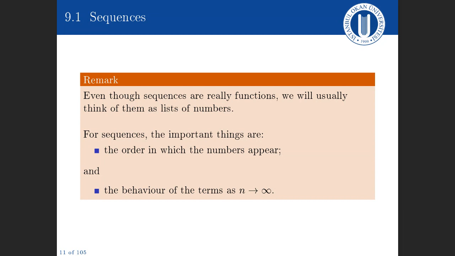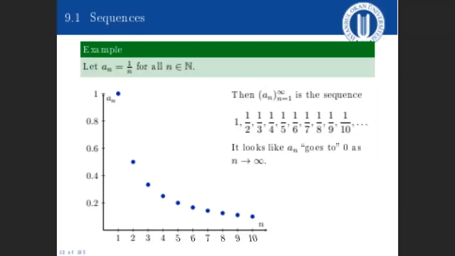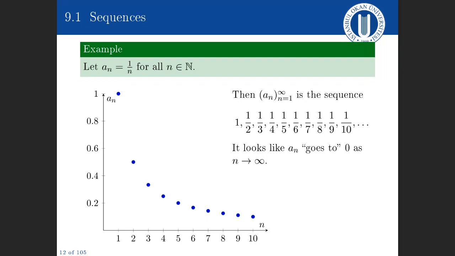Let's go back to some examples of sequences. Let a_n be the sequence 1 over n. I've drawn a graph of this function. What does it look like? Look at the graph. What do we think happens when n goes to infinity? We think that a_n goes to 0.